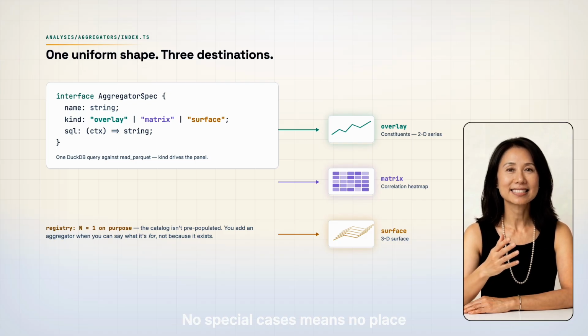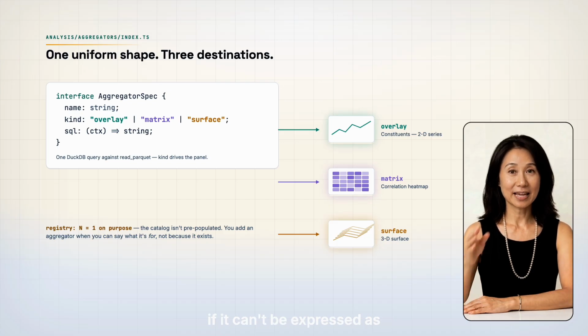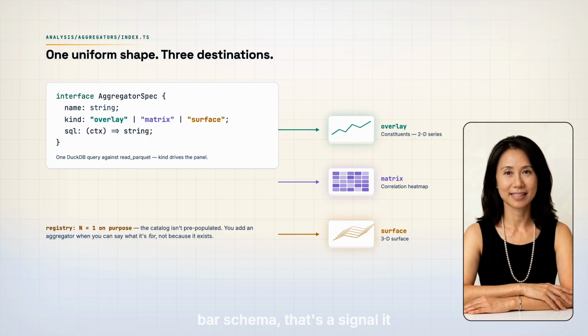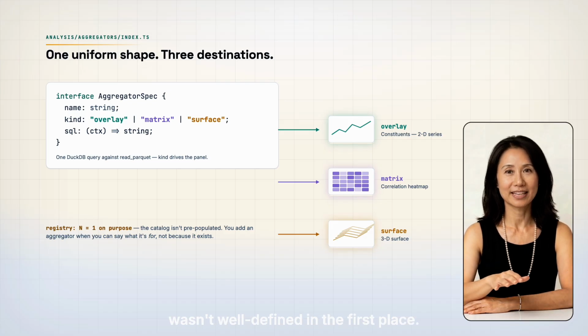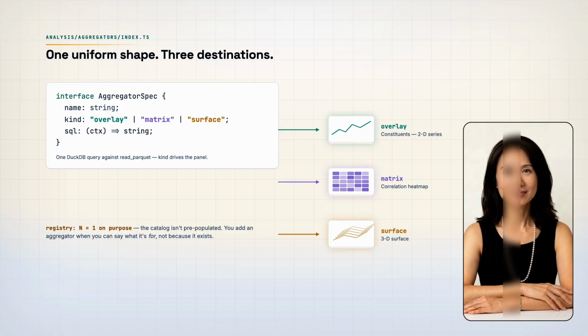No special cases means no place for a sloppy indicator to hide. If it can't be expressed as a clean aggregator over the canonical bar schema, that's a signal it wasn't well defined in the first place. The uniform shape is a filter.